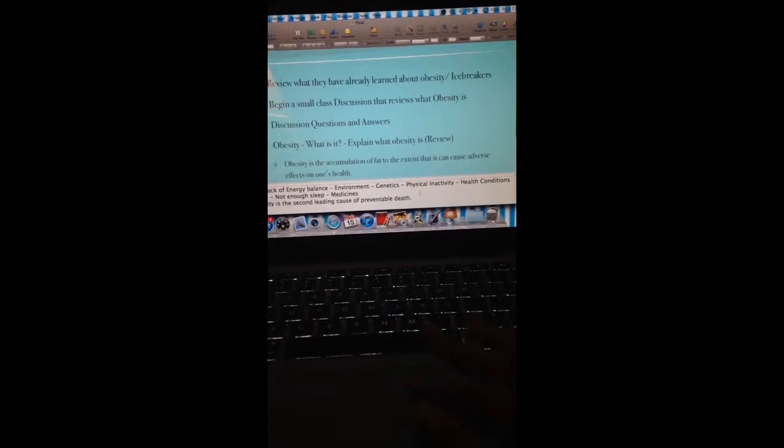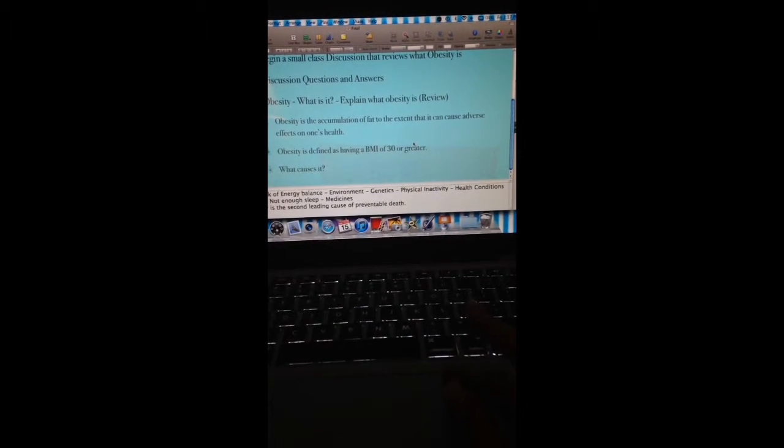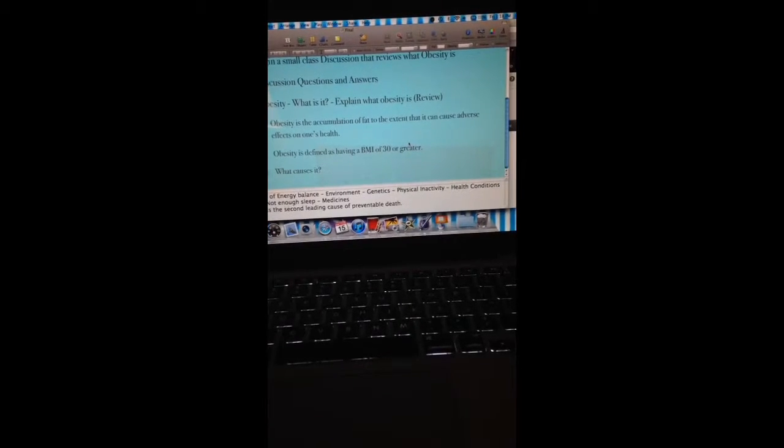What causes obesity? I also have some presenter's notes here on the bottom of these slides. For this one, the causes are lack of energy balance, environment, genetics, physical inactivity, health conditions, age, not enough sleep, medicines, and of course unhealthy eating, which is what this whole lesson is over. I do want the class to know that obesity is the second leading cause of preventable death, second to smoking.